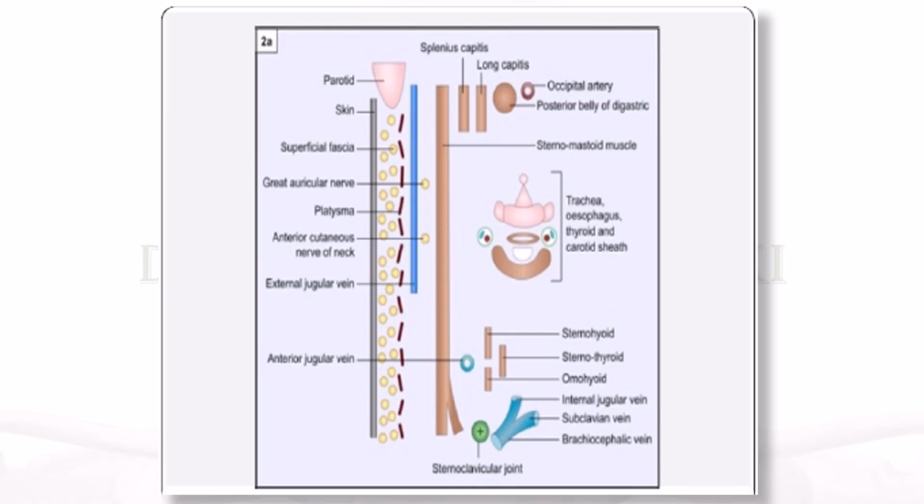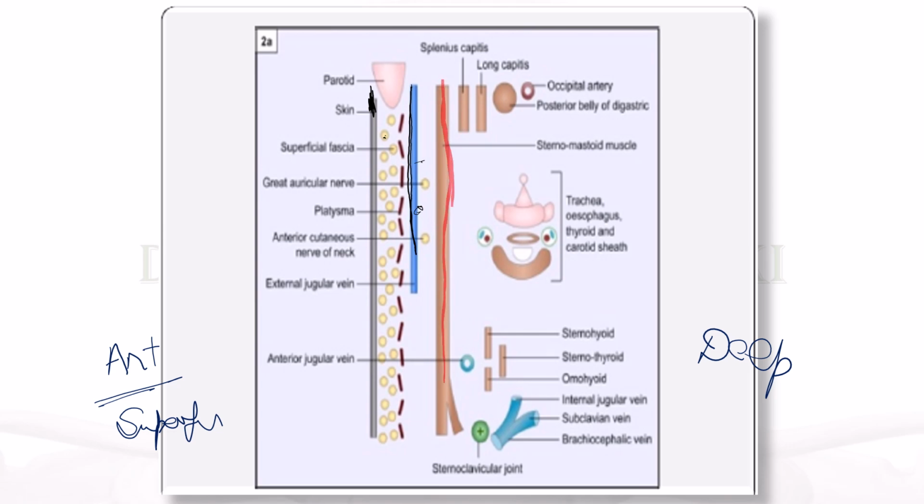If we look at this schematic diagram, from the anterior or outer surface, superficial to deep, if I talk about the neck, superficially we have skin, then superficial fascia, then we have the external jugular vein superficial to the muscle and the nerves. This is the sternocleidomastoid muscle, upper, middle and lower.